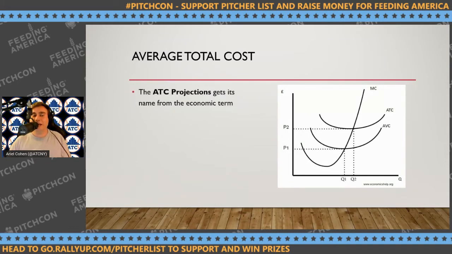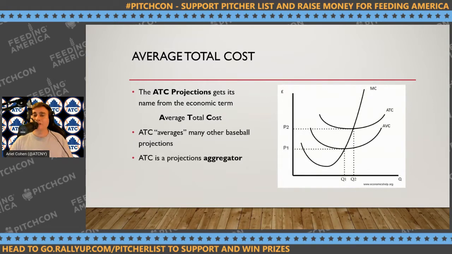And it gets its name from the economic term average total cost. ATC averages many other baseball projections. ATC is not a standalone projection system. It relies on the wisdom of the crowds of everybody else. It's a projections aggregator, but not just any aggregator. It doesn't just say, let's just lop everything together. It's a smart aggregator. It takes the best parts of projection systems.